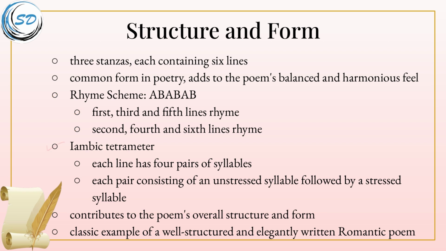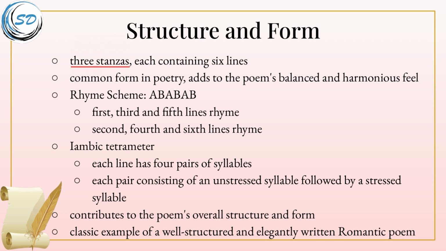The poem is written in iambic tetrameter. This means that each line has 4 pairs of syllables, with each pair consisting of an unstressed syllable followed by a stressed syllable. These pairs of syllables are called iambs. The use of iambic tetrameter gives the poem a rhythmic and flowing quality.